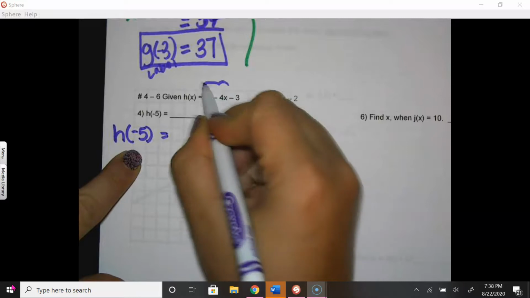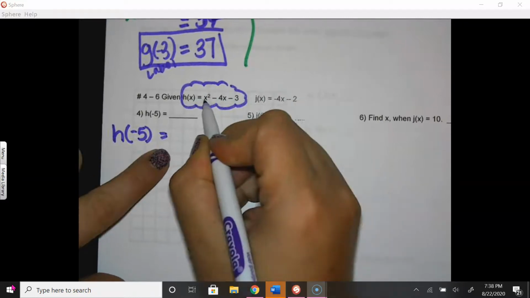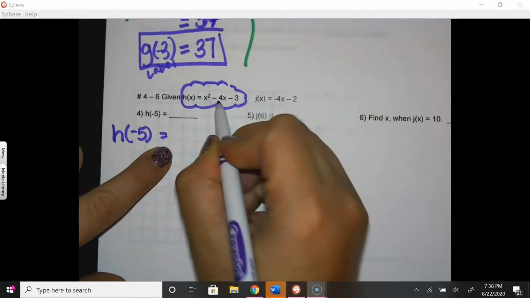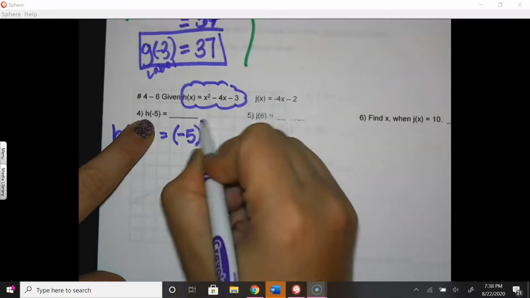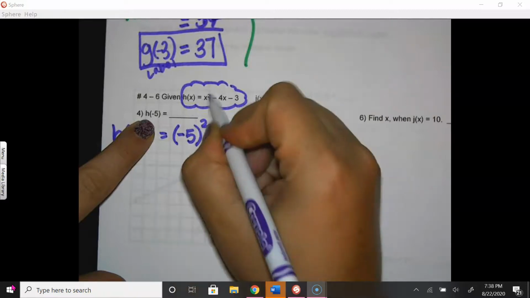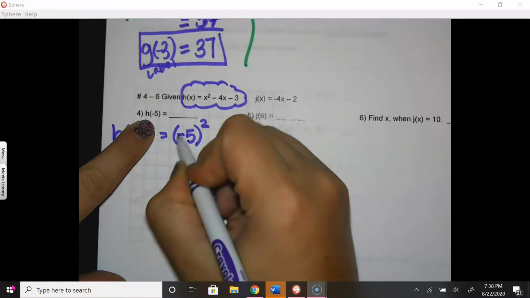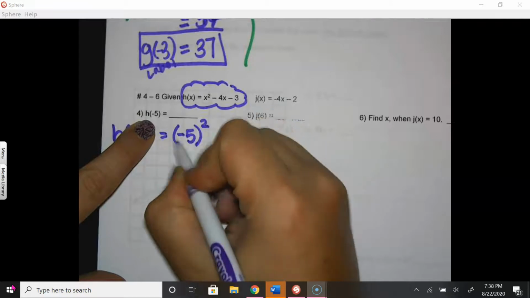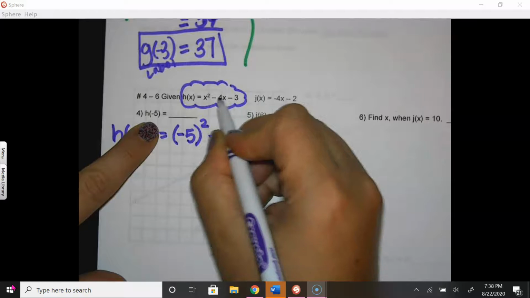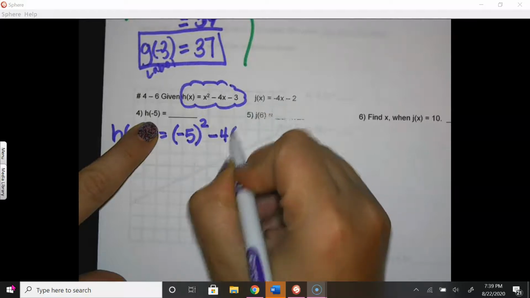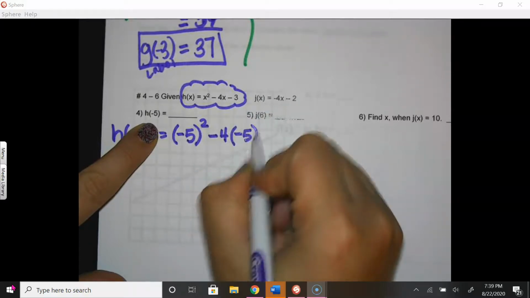All right, next example here. It says to find h of -5. So the h is telling us that we're going to use this function. And then wherever there's an x, there's 2 of them here, we're going to plug in -5. So we have -5 squared. I'm putting those parentheses because of the exponents. The negative has to be squared as well. If I don't put the parentheses, just the 5 is squared. And then a 4 next to an x means multiply. So I can put the dot, or I could put parentheses to show multiplication.